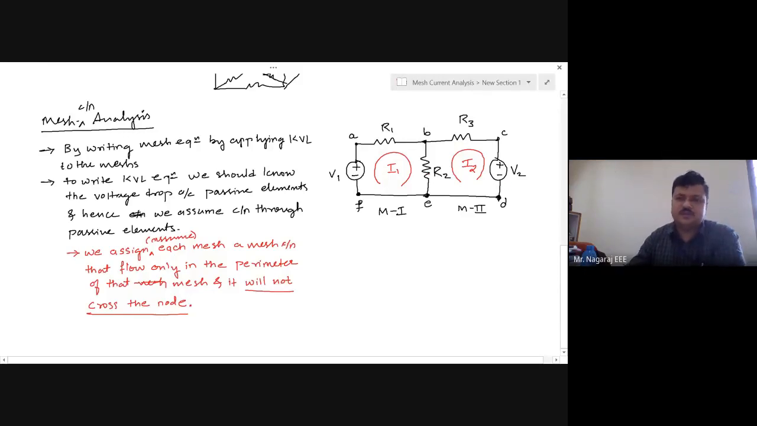Once I know the mesh currents, I can calculate very easily the actual currents in each element. Now observe, I1 is flowing only through V1, R1 and R2. I2 is flowing only through V2, R2 and R3. But R2 is getting both mesh current 1 and mesh current 2 in it. So the elements that are common between two meshes will always have both the currents flowing through them. How to consider them, we'll look into.